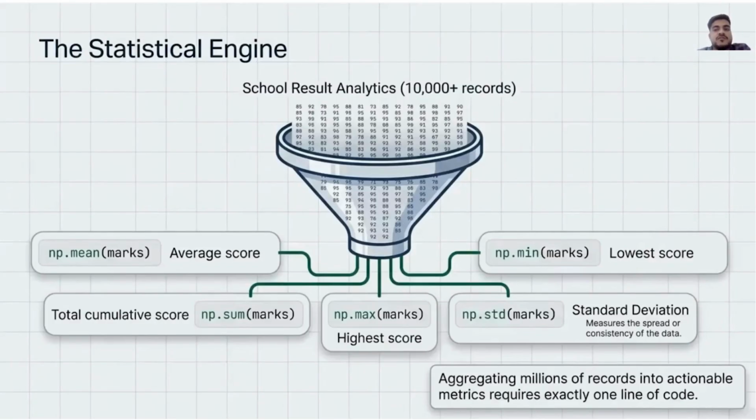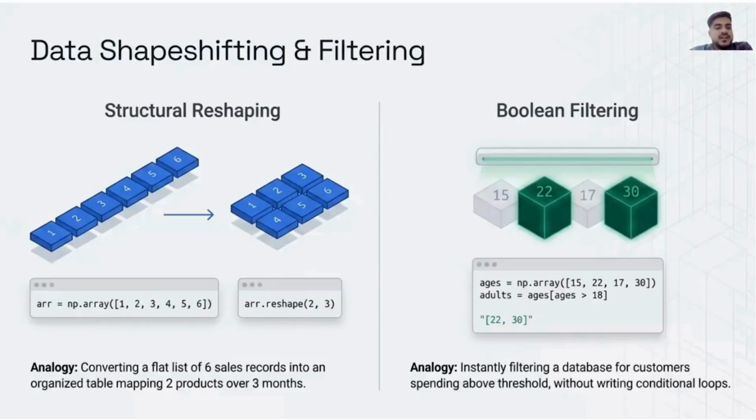The statistical engine. Because of this incredible speed, NumPy serves as the ultimate statistical engine. Aggregating millions of records into actionable metrics requires exactly one line of code. You can find the average with np.mean, get the cumulative total with np.sum, and find peaks and valleys with np.max and np.min. You can find the maximum of the peak and the minimum of the valley, or measure data consistency using np.std for standard deviation.